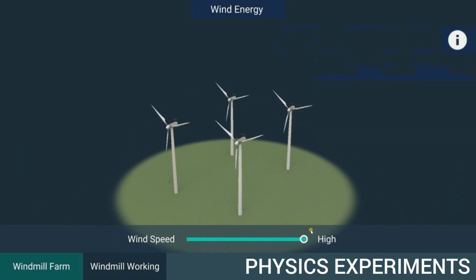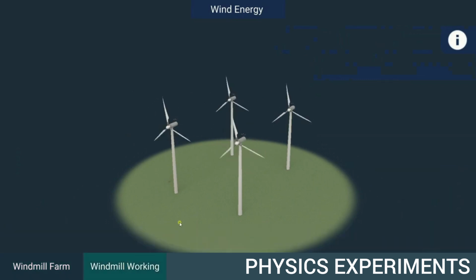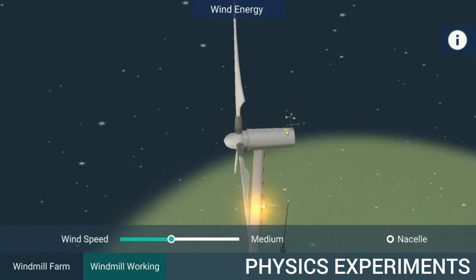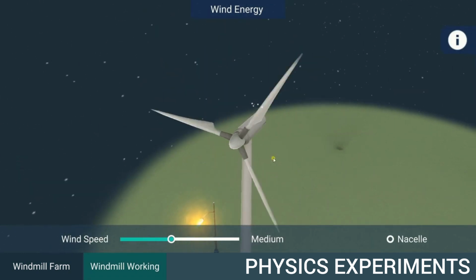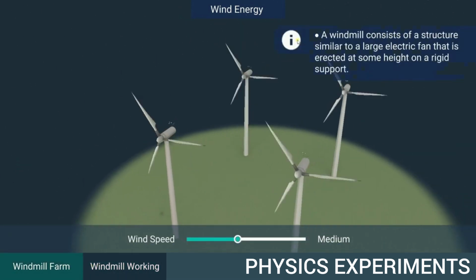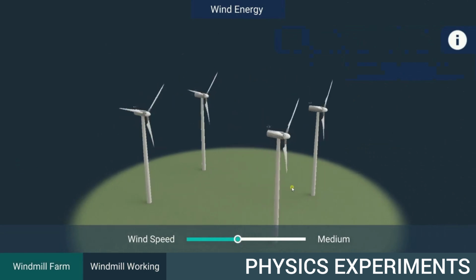A windmill consists of a structure similar to a large electric fan that is erected at some height on a rigid support. A number of windmills are erected over a large area, which is known as a wind energy or windmill farm. Let us study how a windmill generates electrical energy.